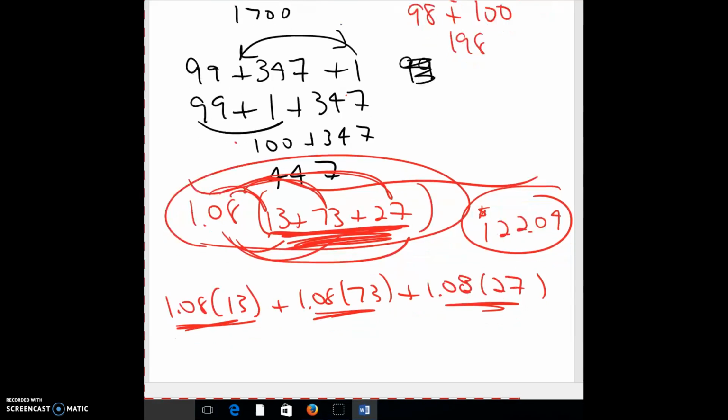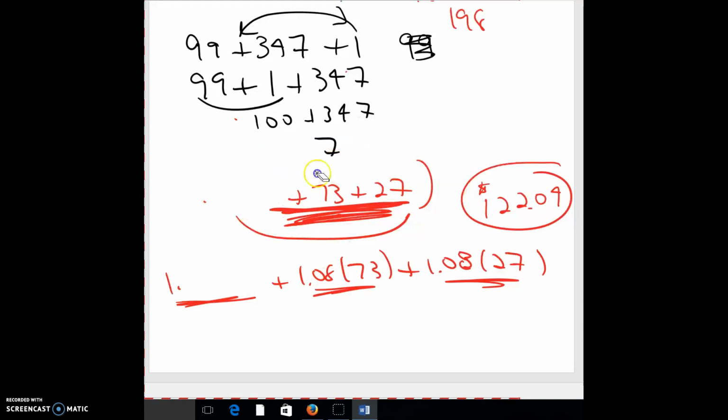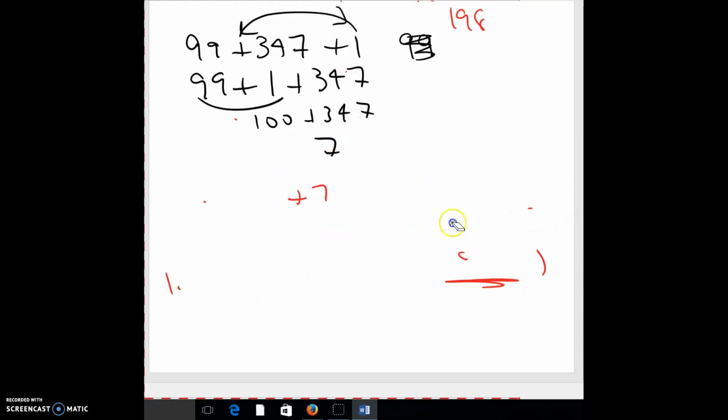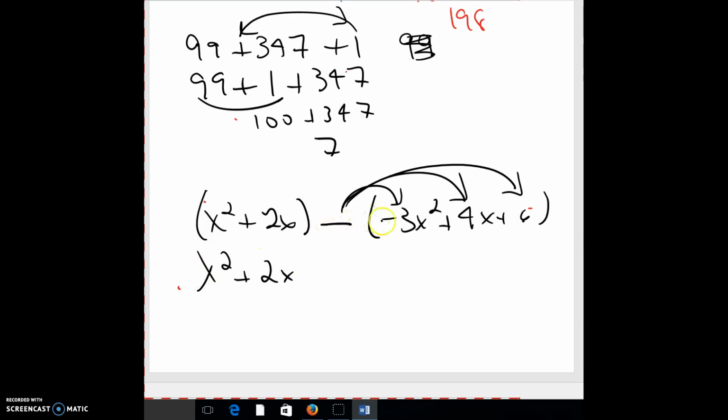I'm trying to think if there's anything else. One thing to be cautious of with distributing is if you have a negative, make sure you distribute it to everything. So if you have, say, x squared plus 2x minus a negative 3x squared plus 4x plus 6, make sure you distribute that to everything, kind of like a Pepsi truck distributor. Otherwise, you're going to get fired. So a negative, you're oppositing this, which would make it positive. Oppositing that, which would make it negative. Opposite of that would make it negative.